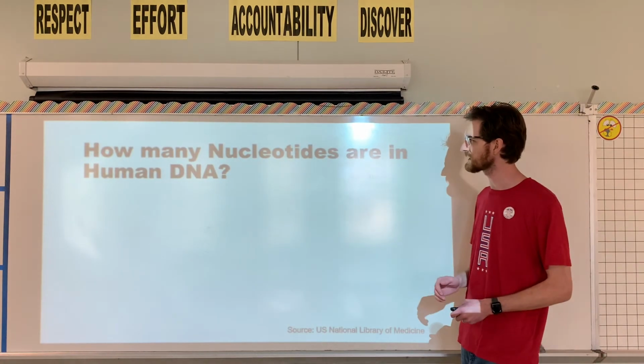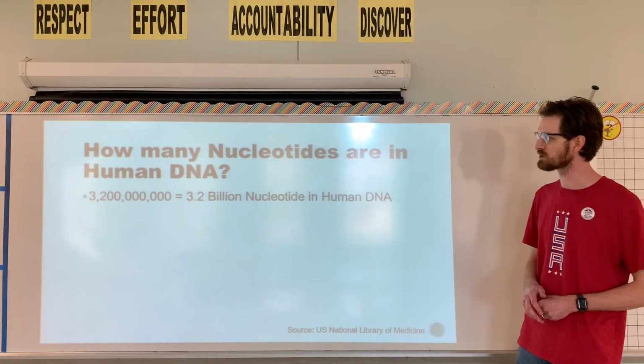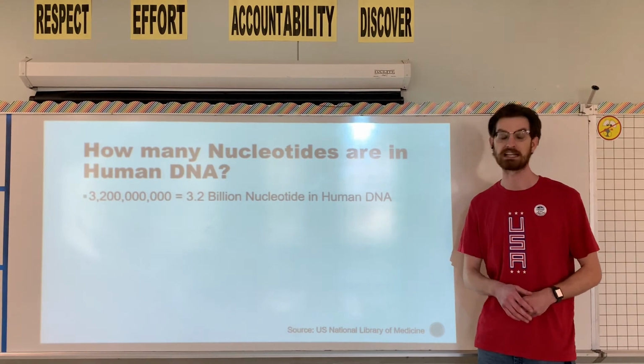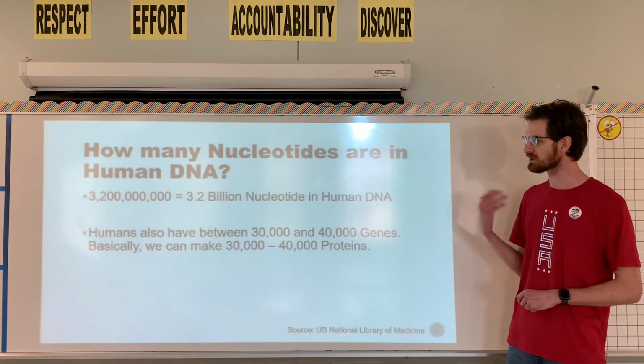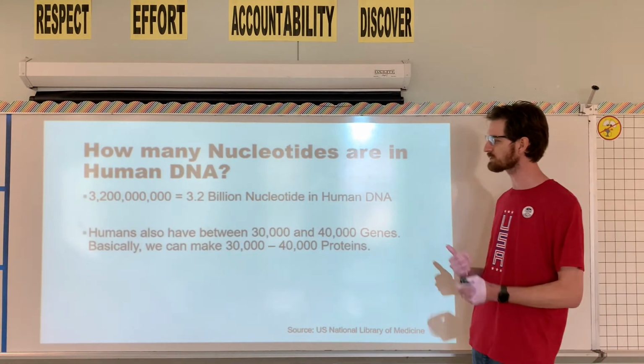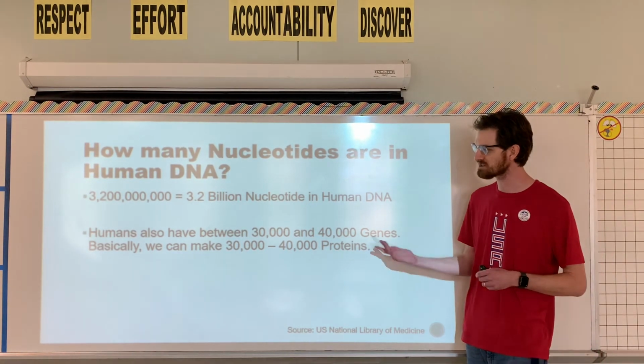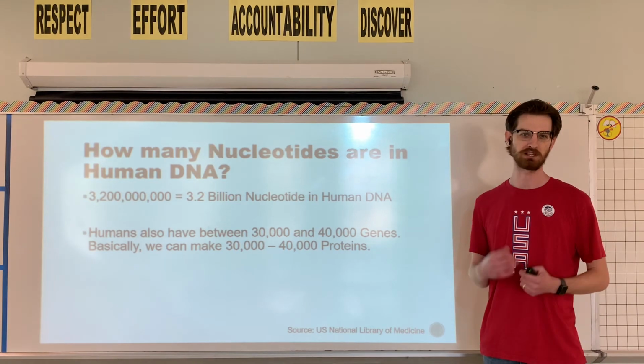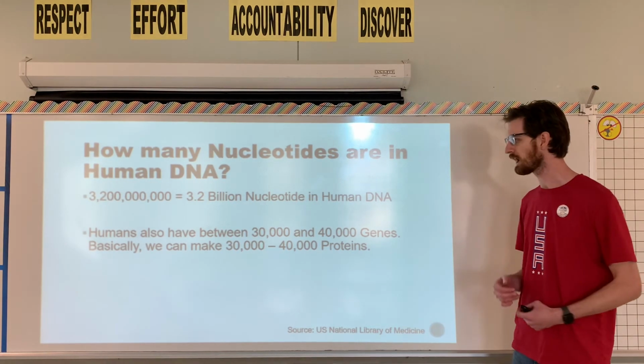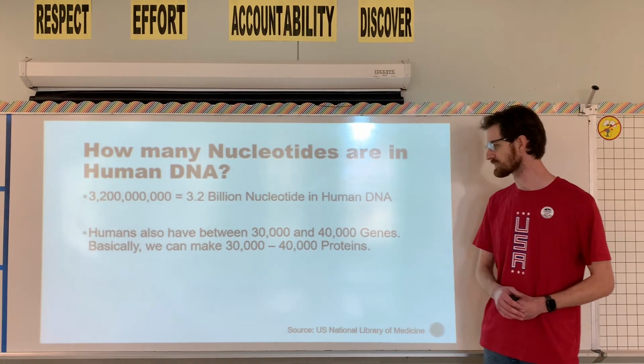So how many nucleotides are in human DNA? We got about 3.2 billion nucleotides in our DNA. That's a lot of nucleotides, so there's a lot of room for error. We also have somewhere between 30 and 40,000 genes. We're still kind of working on that number a little bit. So basically, more or less, we have the ability to make 30 to 40,000 different proteins within our DNA sequence here.